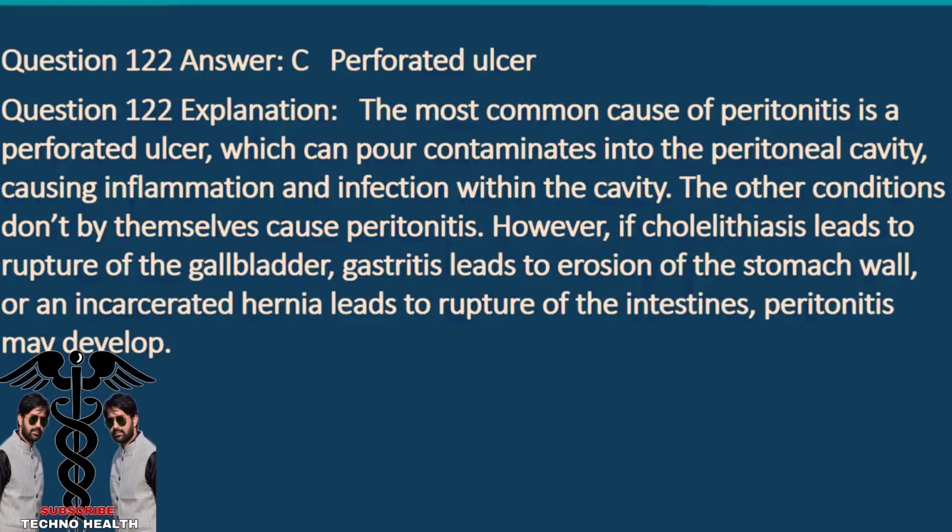Question 122. Explanation: The most common cause of peritonitis is a perforated ulcer, which can pour contaminants into the peritoneal cavity, causing inflammation and infection within the cavity. The other conditions don't by themselves cause peritonitis. However, if cholelithiasis leads to rupture of the gallbladder, gastritis leads to erosion of the stomach wall, or an incarcerated hernia leads to rupture of the intestines, peritonitis may develop.